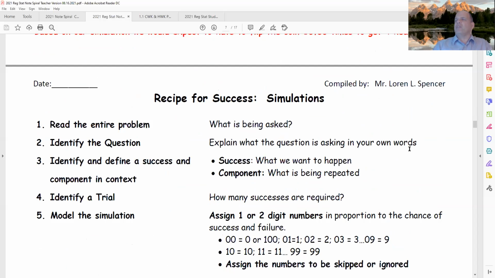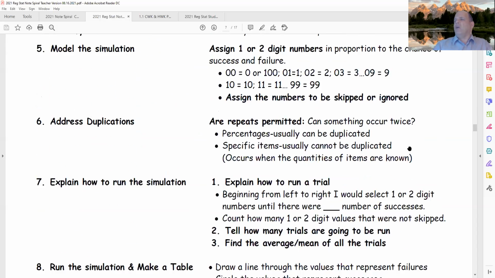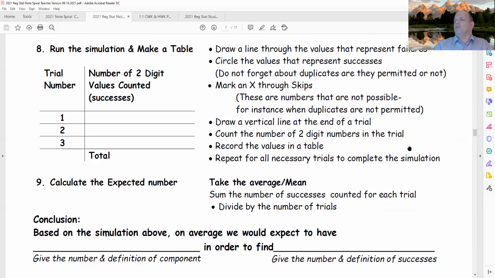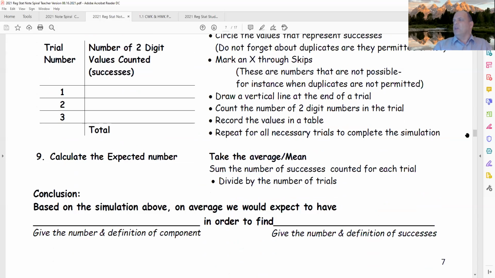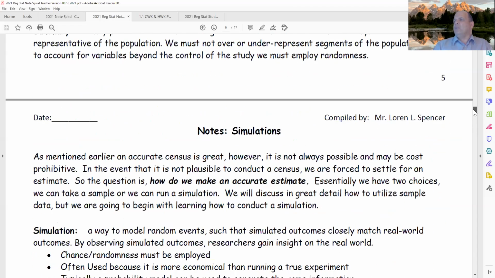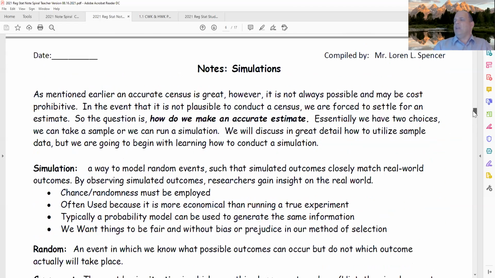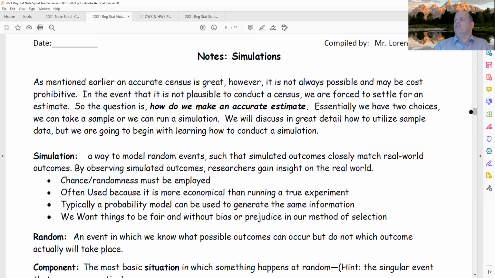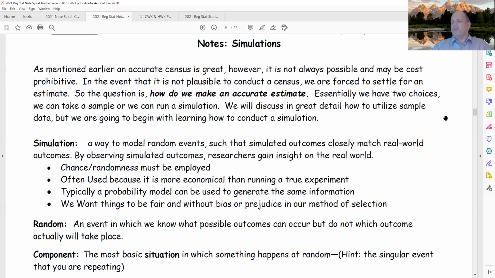So the recipe for success here on page 7 shows all the steps that we have to go through to run a successful simulation. That said, you'll be able to use the recipe card with you on your quizzes and tests, but it's very important that you pay attention so that you know how to utilize it. But it's a great step-by-step process. So we have some vocabularies.